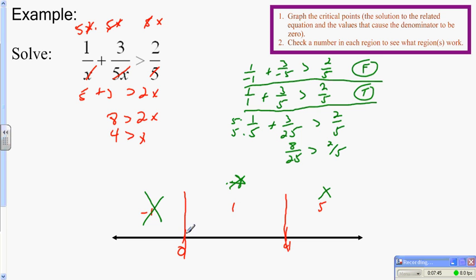So again, we have circles. We're going to go in between instead. Alright, this ends lesson 9.6, part B.